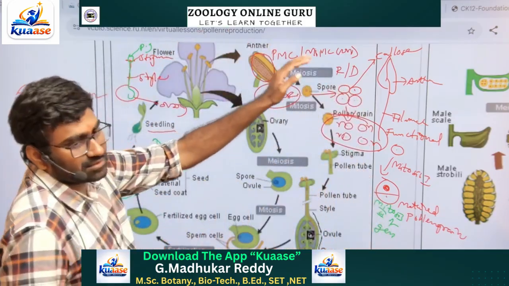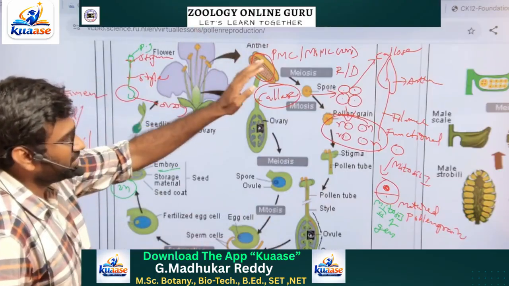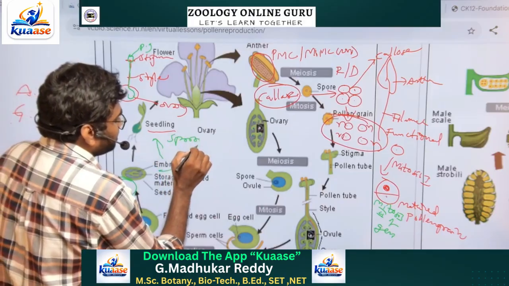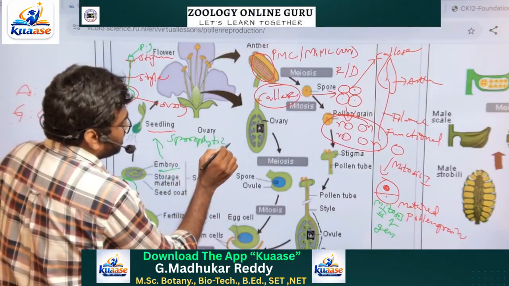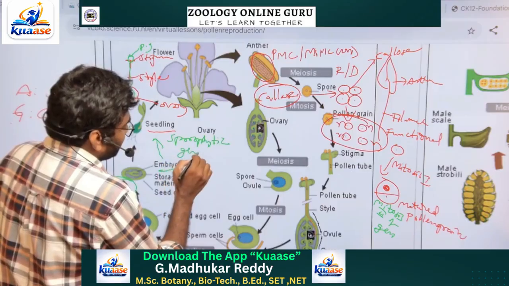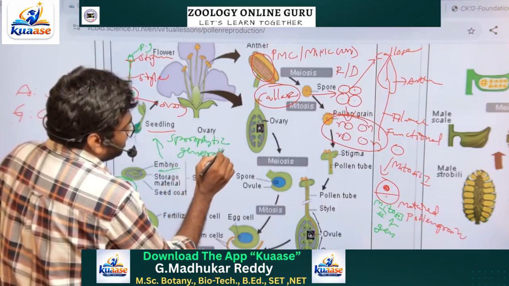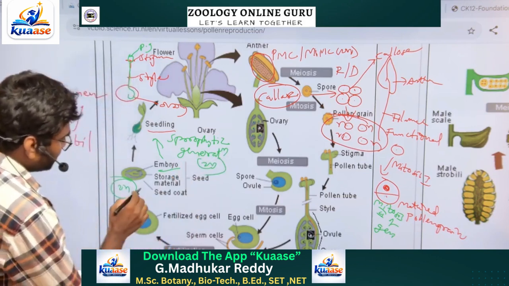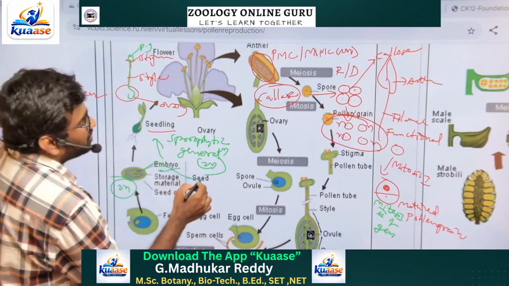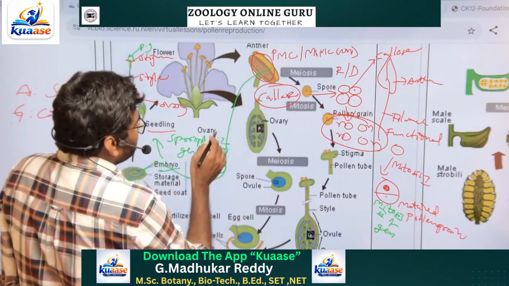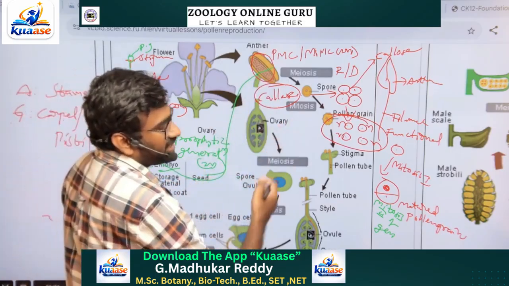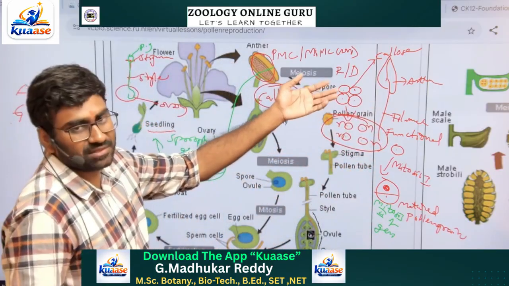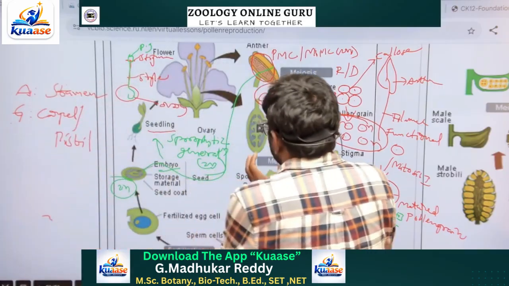This cycle alternately repeats. Initially, the sporophytic generation. The sporophytic generation is the dominant stage of plants, that is, from zygote to pollen mother cell is considered the sporophytic generation, and the gametophytic generation is nothing but the formation of gametes from the pollen mother cell. And here, how is the megaspore formed?